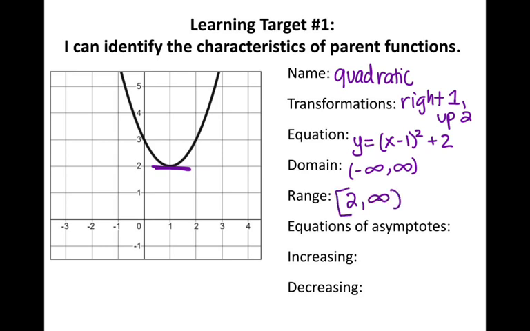Now at that 2, I'm going to use a bracket because this point is actually included on my graph. Equations of asymptotes, this does not have an asymptote, so that is none.